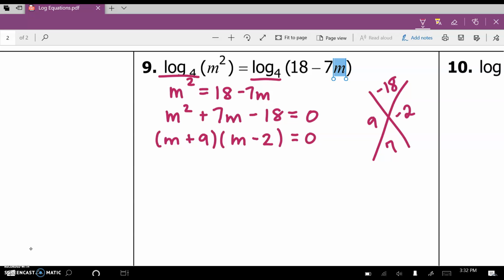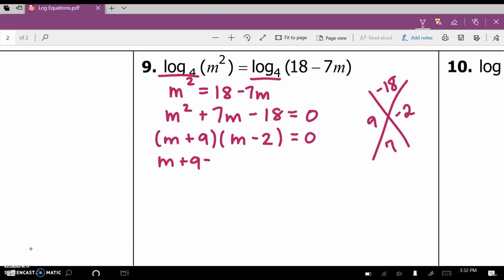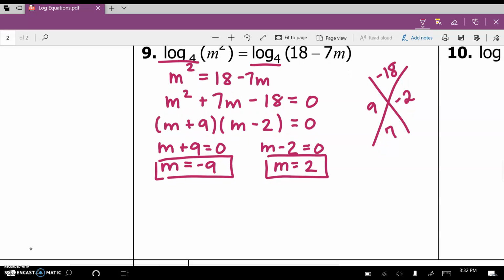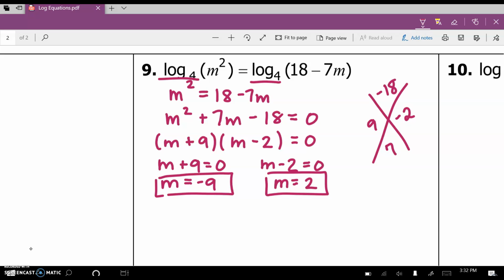And since we're setting it equal, I need to set those equal to 0. So m plus 9 equals 0. That means m would be negative 9. And m minus 2 equals 0. That means m would be 2. So this time, since it's a quadratic, something squared, you're going to have 2 different answers. Now, of course, we still have to check this and make sure that we don't get any negative answers.